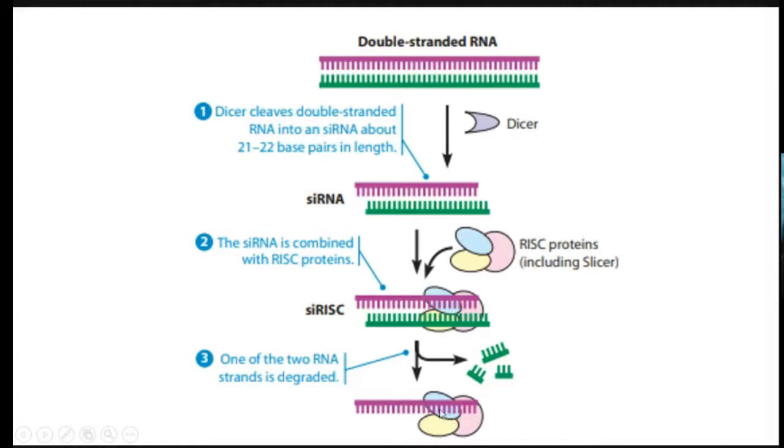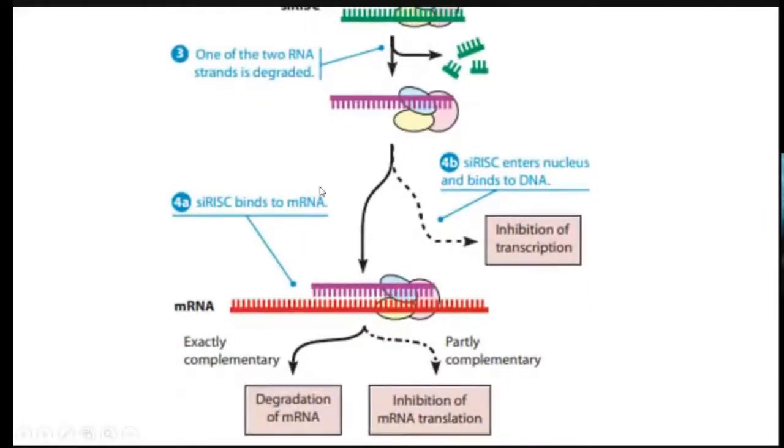Then you have bound proteins. And you will see that when this interfering RNA finds the specific mRNA that you want to interfere with, that you want to stop the translation of, its action will be one of two. If your siRNA is exactly complementary to your target mRNA, the mRNA will be degraded or destroyed.